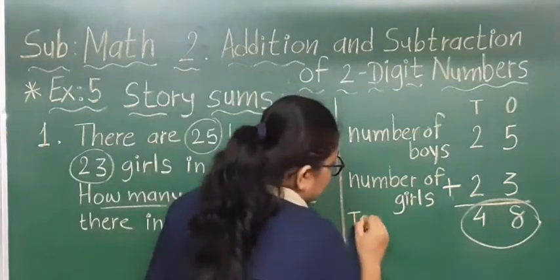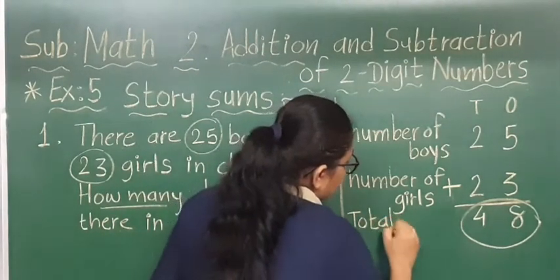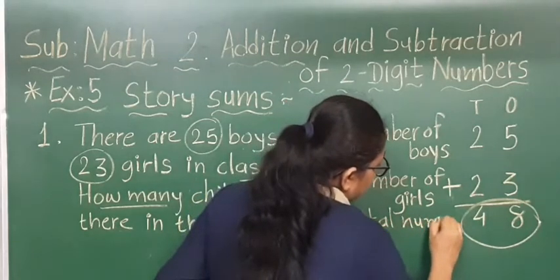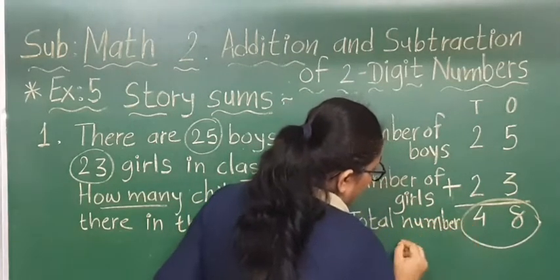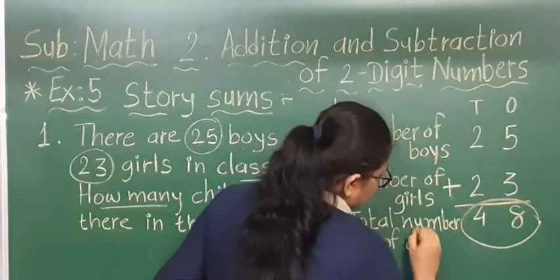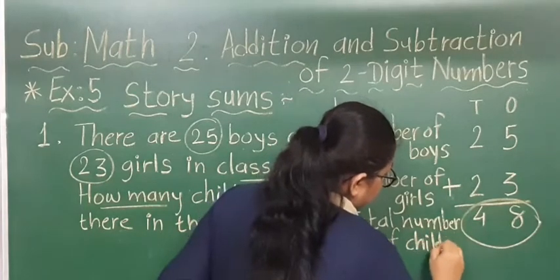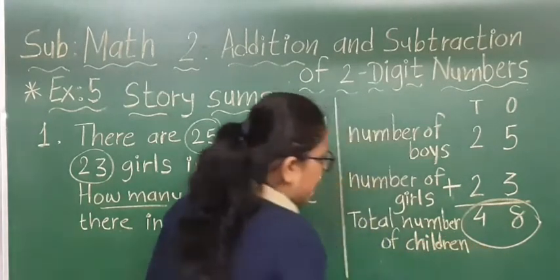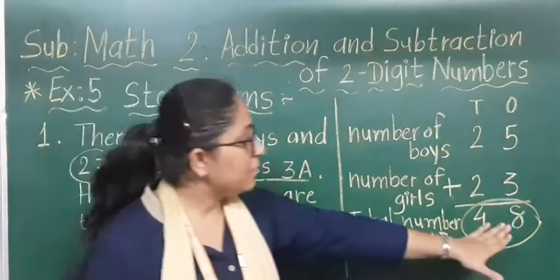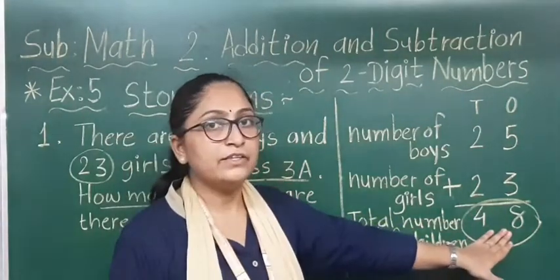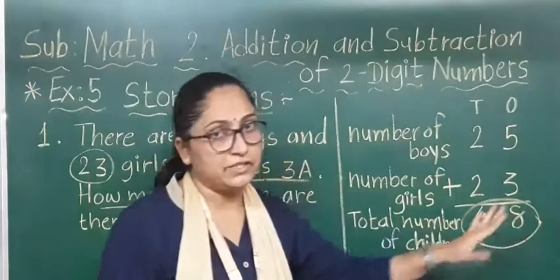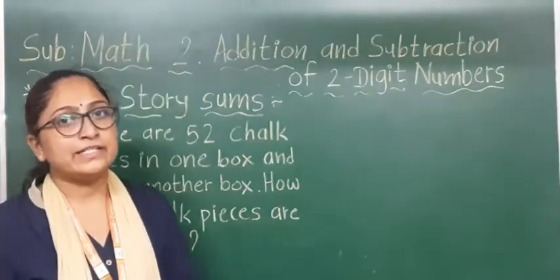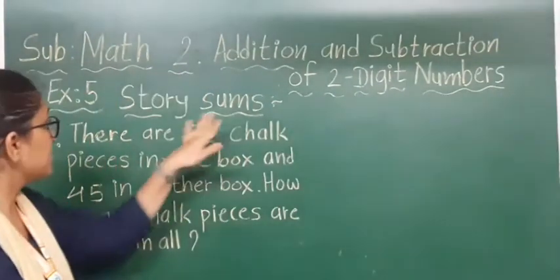So here we write the answer: total number of children, right? This is the total number of children in 3rd A, in 3A class, 48. Clear? Now let's see the next story sum.